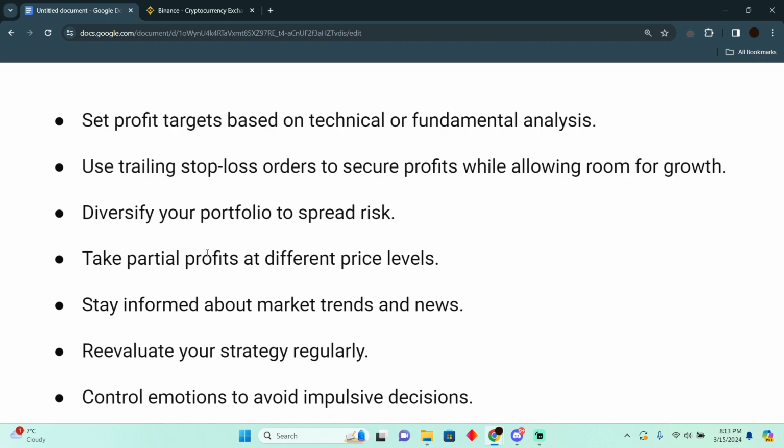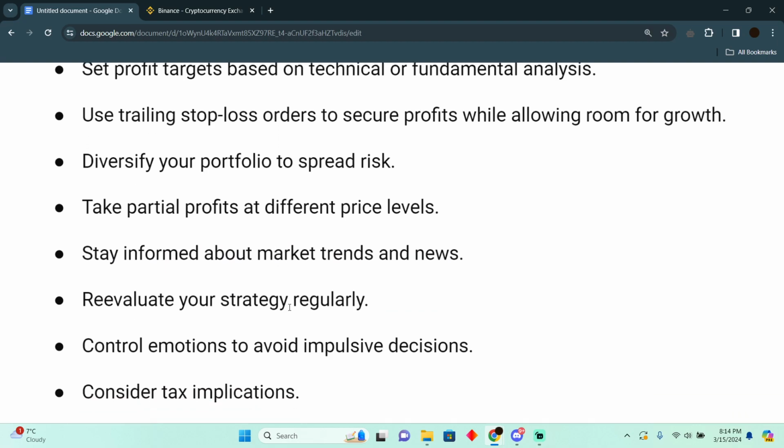Now, take partial profit at different price levels. Don't just go for buying a Bitcoin and making a huge profit. Try to go for different coins at different price levels, so you will be able to make different profits. Stay informed about market trends and news. This means try to have the latest information, so that you don't miss out on anything.